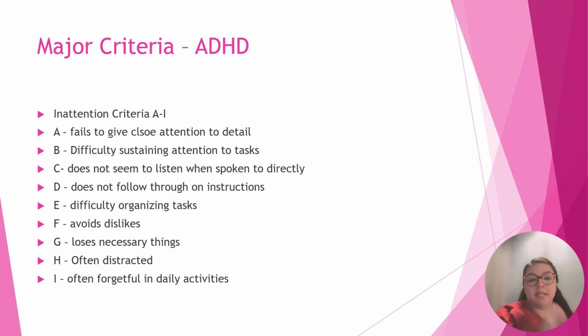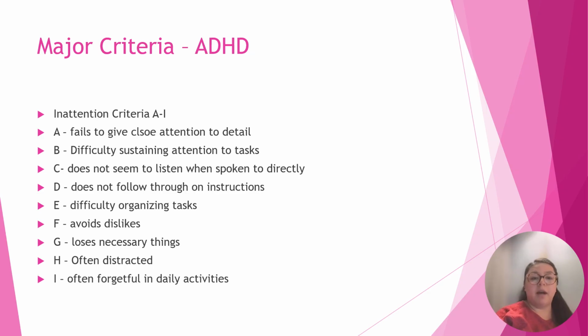Criteria H is often easily distracted by extraneous stimuli, and here we have a lot of different ones that we've talked about that utilize the distraction piece, but it's getting more specific because it's describing inattention, right? So easily distracted by stimuli, for older adolescents and adults, may include unrelated thoughts, so having thoughts that just don't relate to the conversation at all.